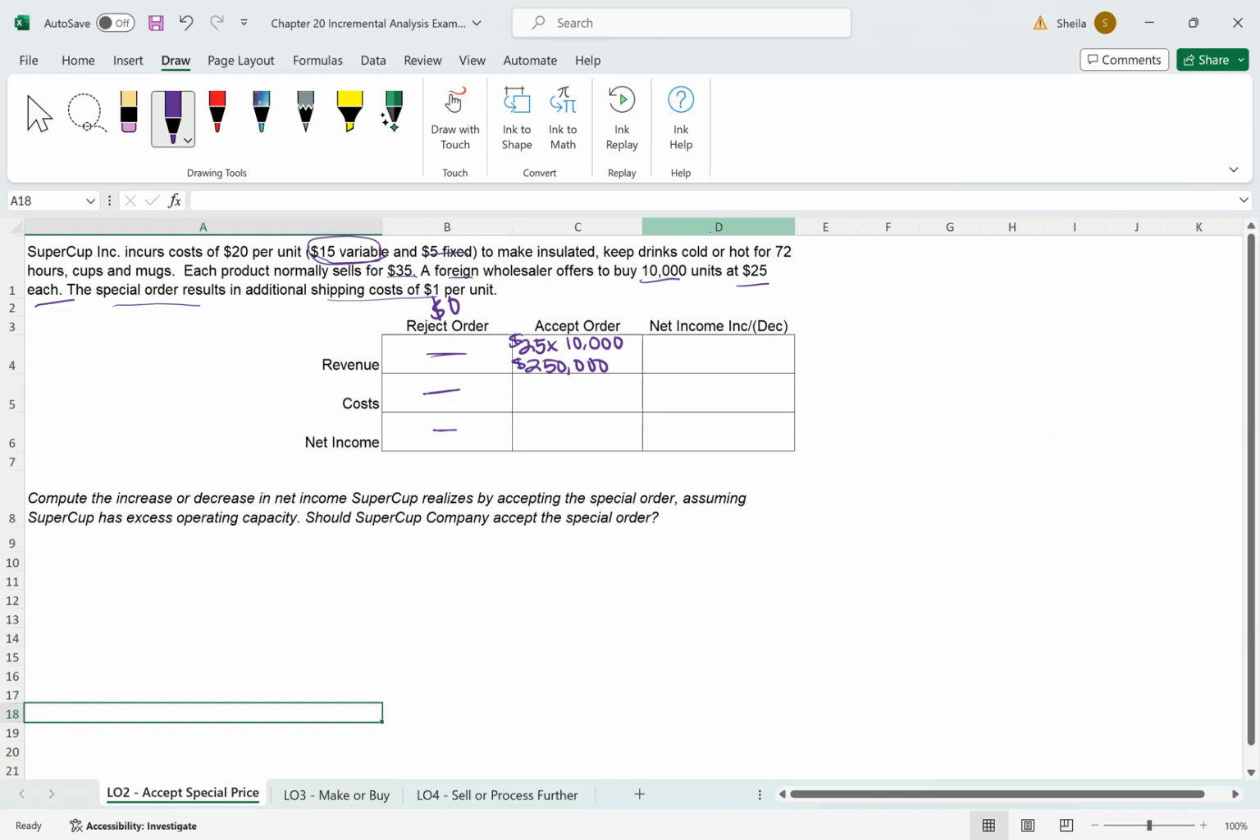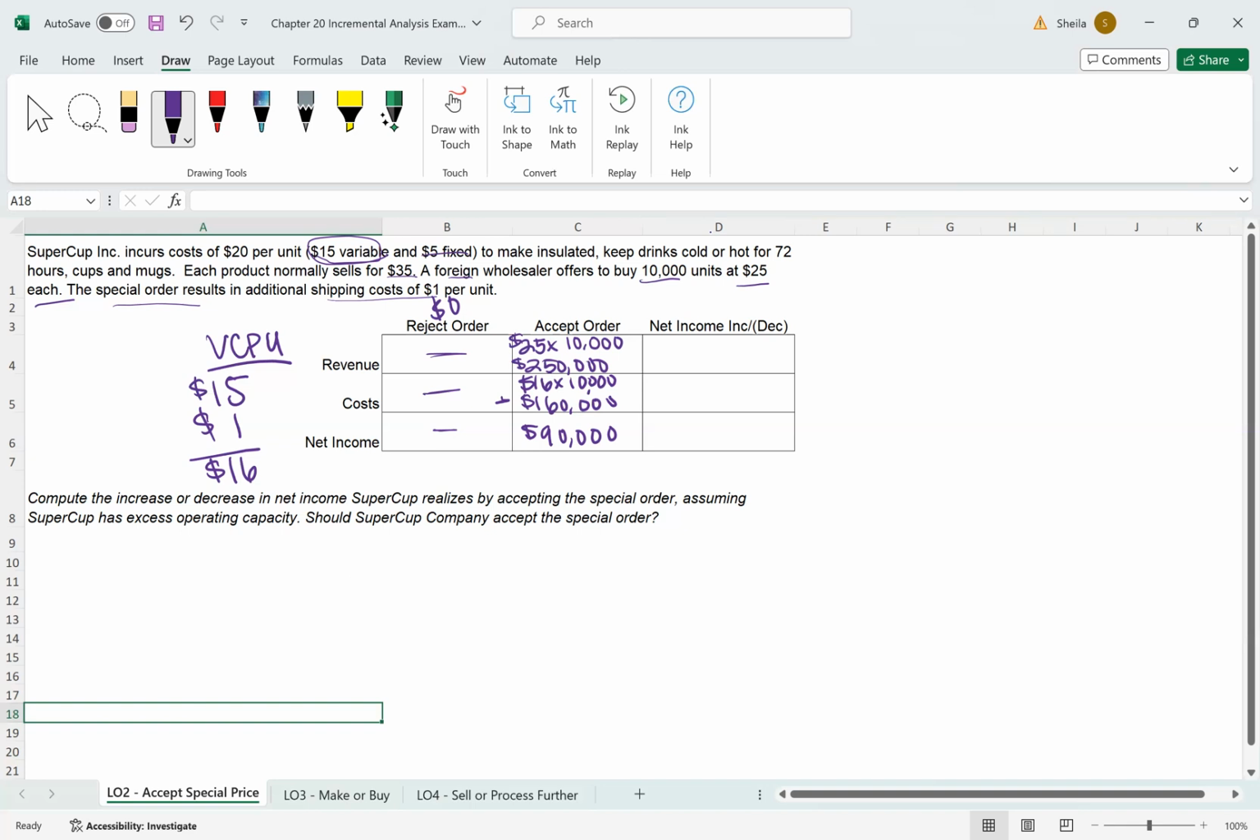Maybe it's something different, but we know now that our variable cost per unit are going to be 15 plus the $1. So what that means is if we do accept this order, we're going to have $16 of variable cost per unit times our 10,000 units, and that's $160,000. Now, with that being said, if we accept this order, revenue minus the costs are $90,000. And so in looking at that quantitatively, we would absolutely accept that order.